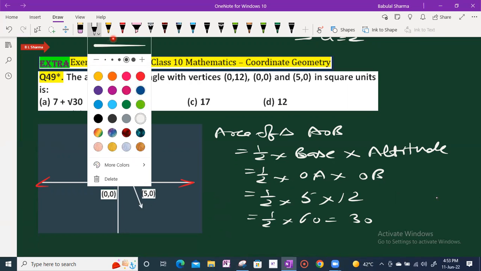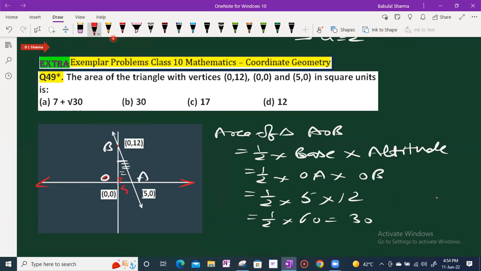You can say that yes, this is 5 units, that is 12 units. Area of triangle using the formula 1 by 2 into base into corresponding altitude. The answer is 30. So that will be 30 square units.